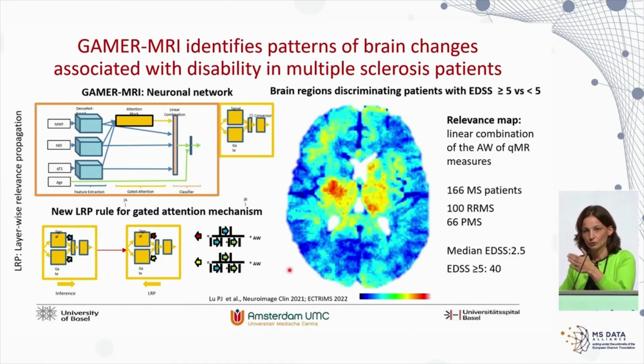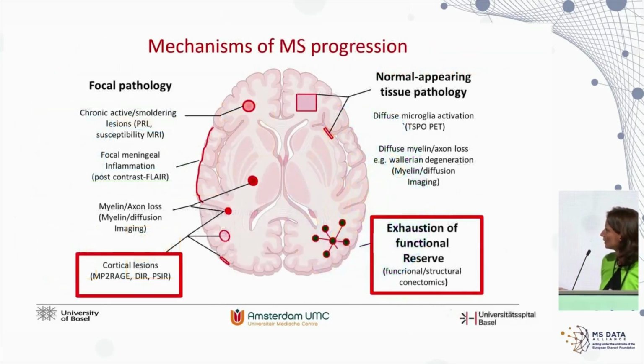And we understood that these regions in red, which are actually the capsula interna, the thalamus, the basal ganglia, are the most important regions to discriminate patients with very high level of disability compared to patients with moderate or low level of disability. So that's a step towards understanding, let's say, new mechanisms or new features of progression that AI can also provide us. And now it's Menno's turn.